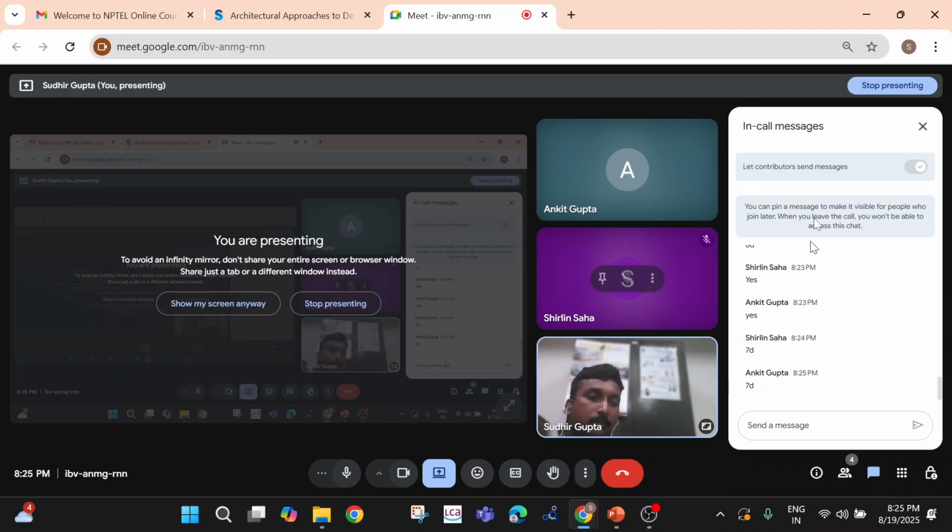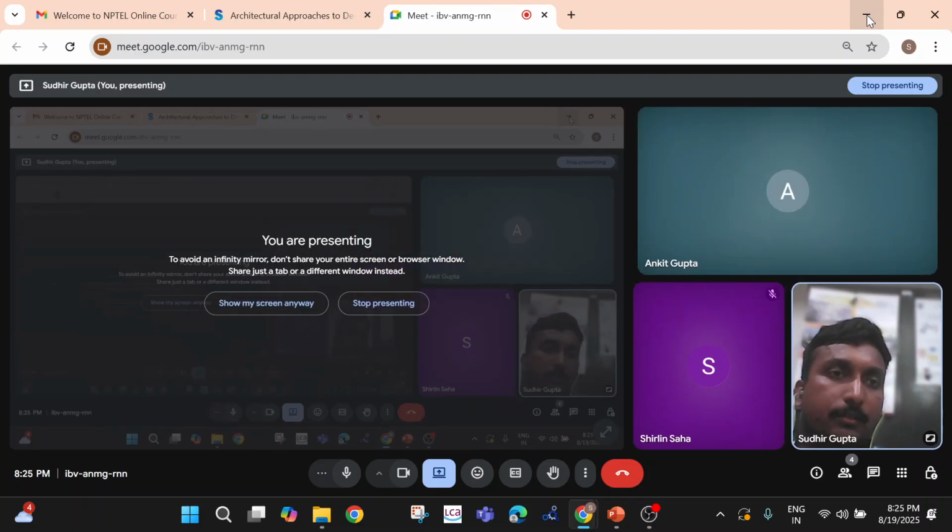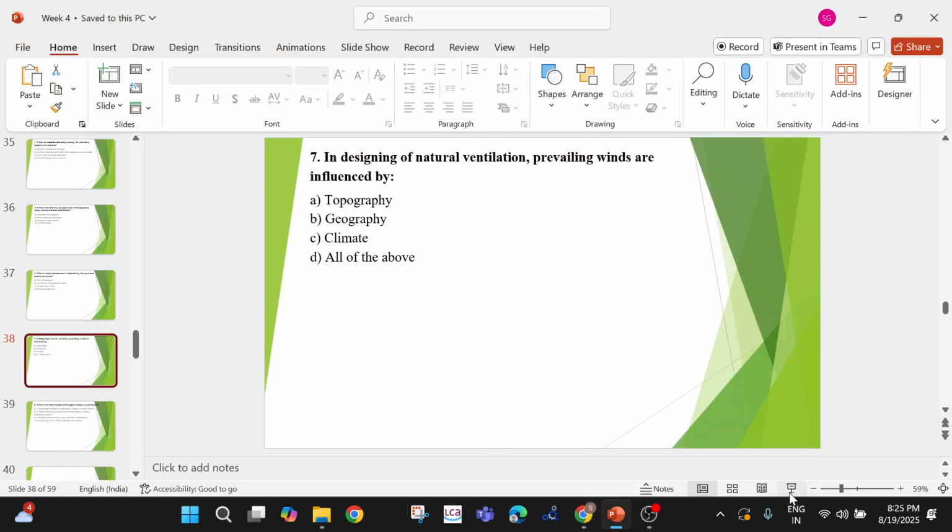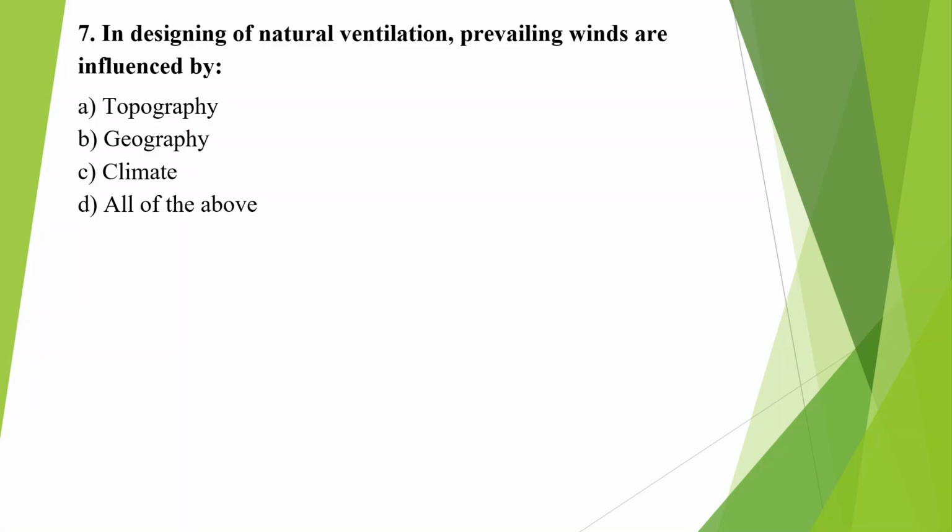Yeah, it's happy to see that most of you are able to answer it correctly. And option D is the correct answer for this question. All of you have chosen the correct answer. That is, prevailing wind speed depends upon topography of the location, geography, climate conditions. So understanding all of them will be helping us to optimize the ventilation in the passive design. So with this, let's move to the next question, question number 8.